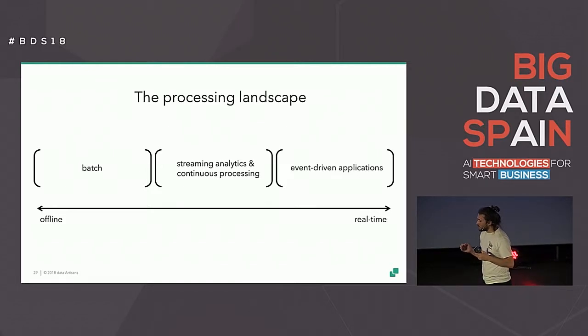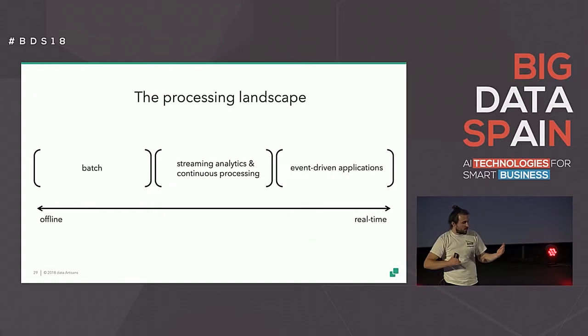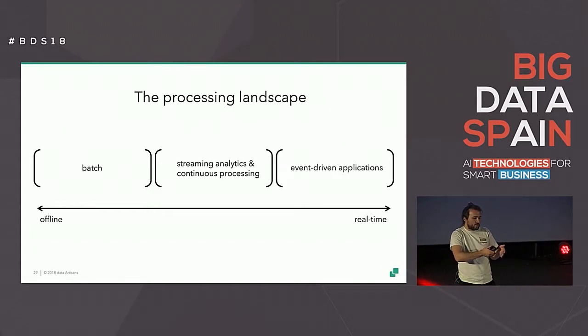And on the left, we have traditional batch processing. This is more offline. For streaming analytics and continuous processing use cases, where you just want to monitor data or continuously gather some metrics, perform some aggregations and get some results, this is in the middle of the spectrum. Using a stream processing system for this is very good, but you can also use a batch processing system where you, for example, schedule a batch job every 10 minutes on your data, so you still get somewhat real-time results.